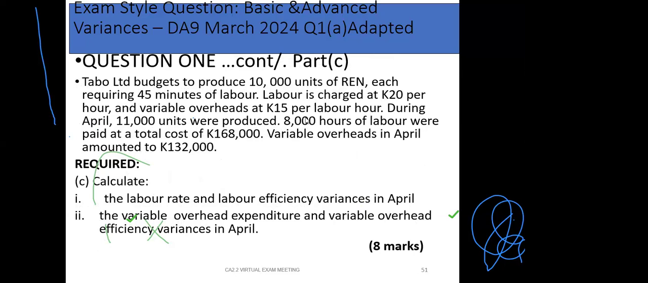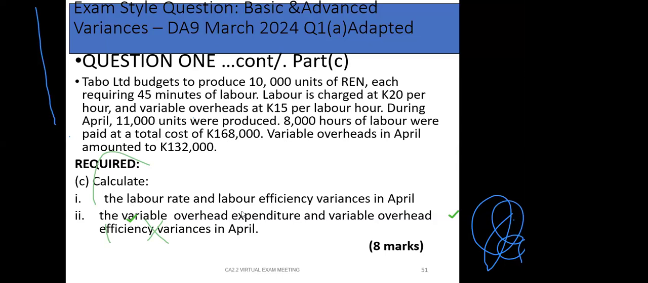Labor is charged at 20. The whole of this question, mind you, was question 1 of March 2024 DA9. Labor is charged at 20 per hour and variable overheads at 15 per hour. During April, 11,000 units were produced. 8,000 hours of labor were paid at a total cost of 168,000 kwacha. Variable overheads in April amounted to 132,000. You are required to calculate. So the examining verb is calculate. To calculate the labor rate and labor efficiency variances.